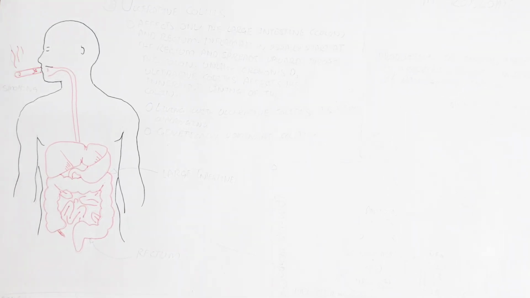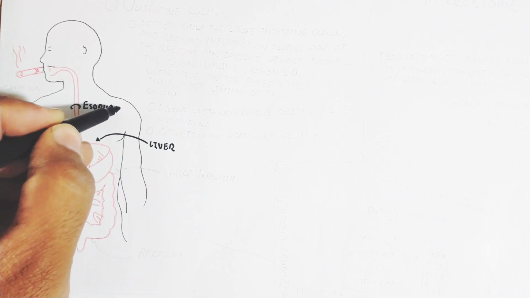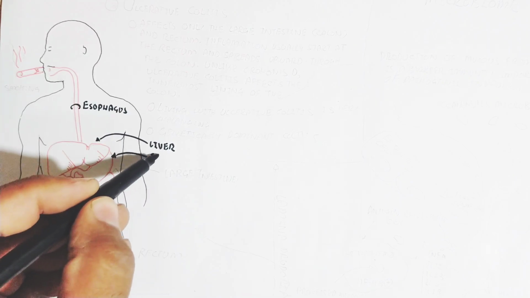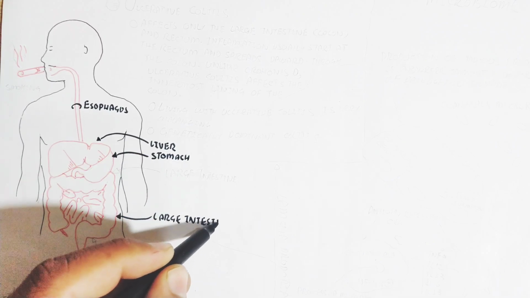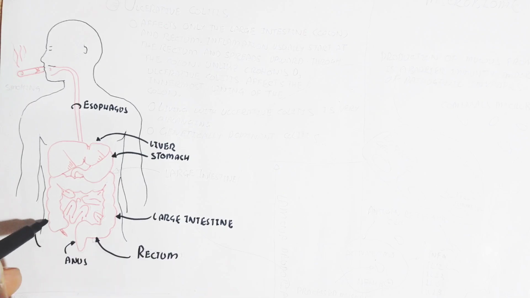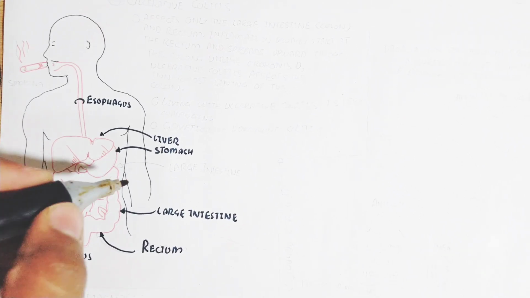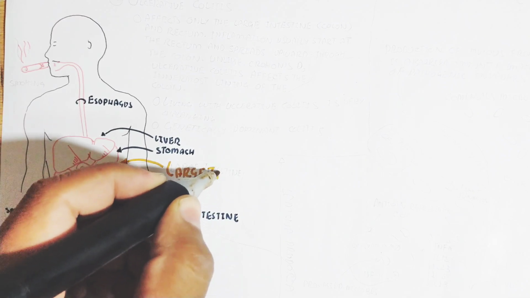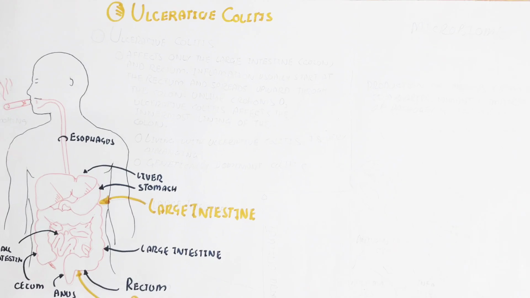Smoking is also a major cause of ulcerative colitis. This is the liver, esophagus, stomach, large intestine, rectum and anus; the cecum and small intestine are also present. The large intestine contains the ascending, transverse, descending, and sigmoid colon, and the rectum and anus, while the small intestine has the ileum, jejunum, and duodenum. The large intestine and rectum are involved first in ulcerative colitis.